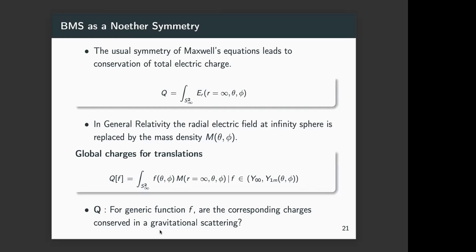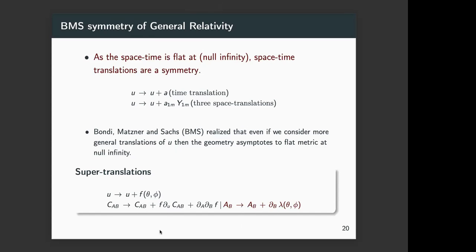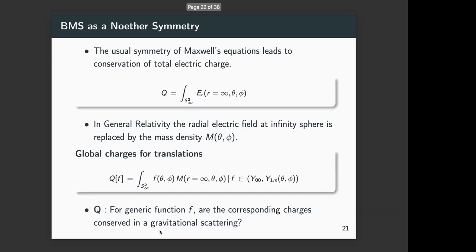And the charge is something I've written there. Remember, if you are looking at global translation, then f is, for time translation, essentially Y_00, and for space translation, Y_1. For both of them, this is either the total mass or the total linear momentum of the gravitational field, which is typically called ADM mass or ADM momentum. But it turns out that even for generic functions, we could compute these charges.